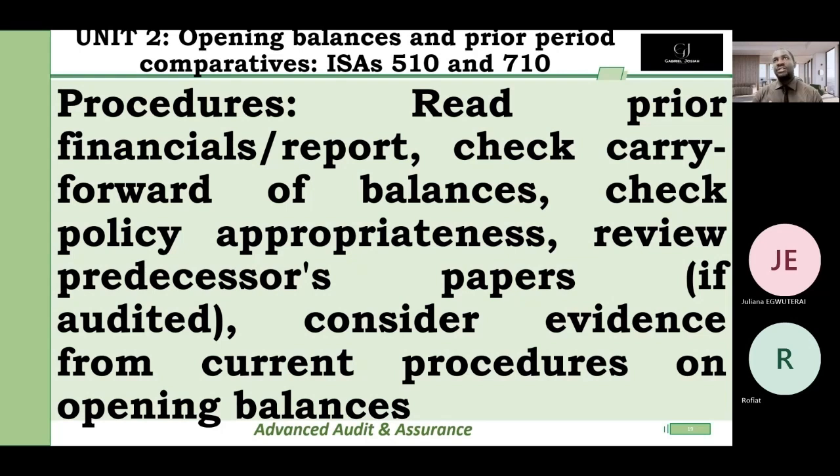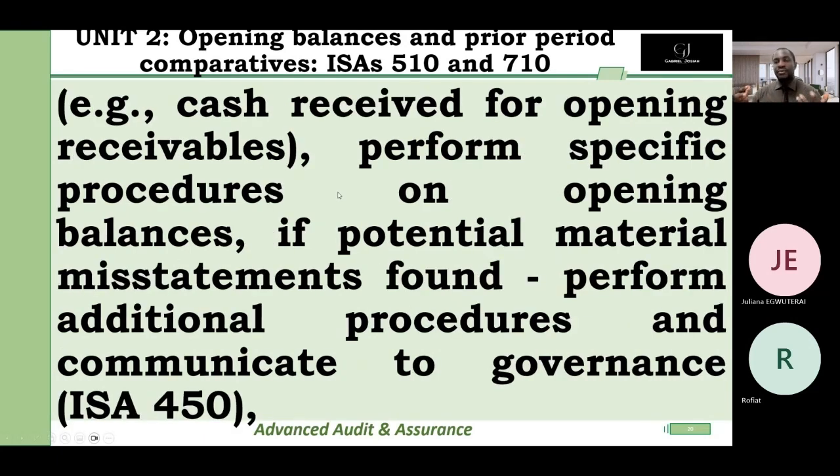So where two auditors are involved in this job, they need to carry each other along to ensure that both of them are on the same page. So for example, cash received from opening receivables. We need to perform specific procedures on opening balances if potential material misstatements are found.